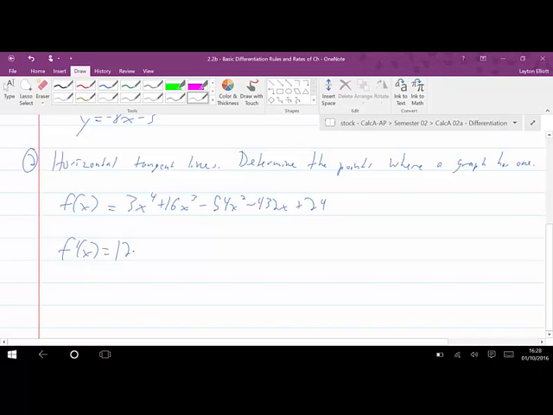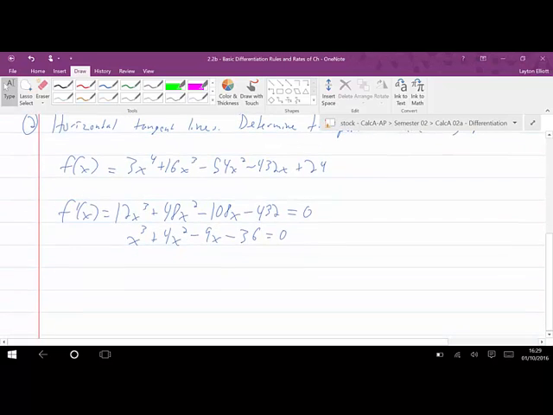So we're going to get really fast at this. f prime of x is 12x cubed plus 48x squared minus 108x minus 432. And then the derivative of 24 is 0. We're going to set this equal to 0. It turns out, coincidentally, that everything is divisible by 12, so I'm going to divide both sides by 12. x cubed plus 4x squared minus 9x minus 36 is equal to 0.